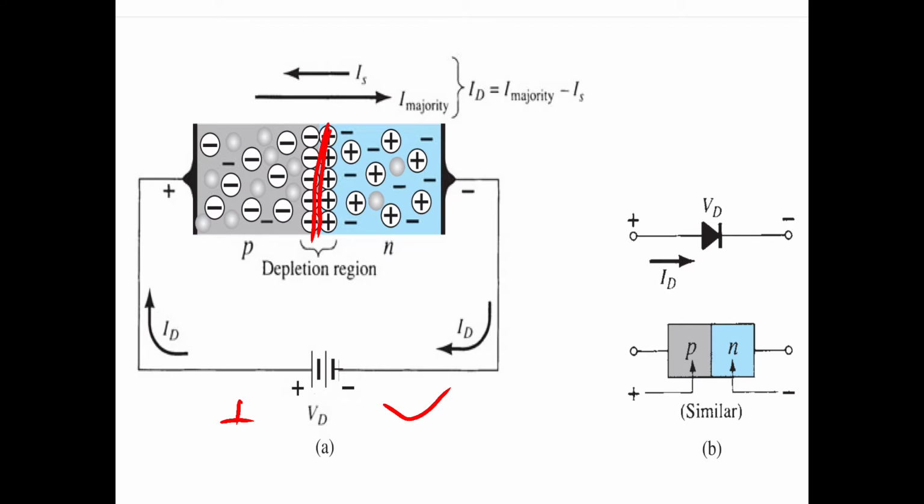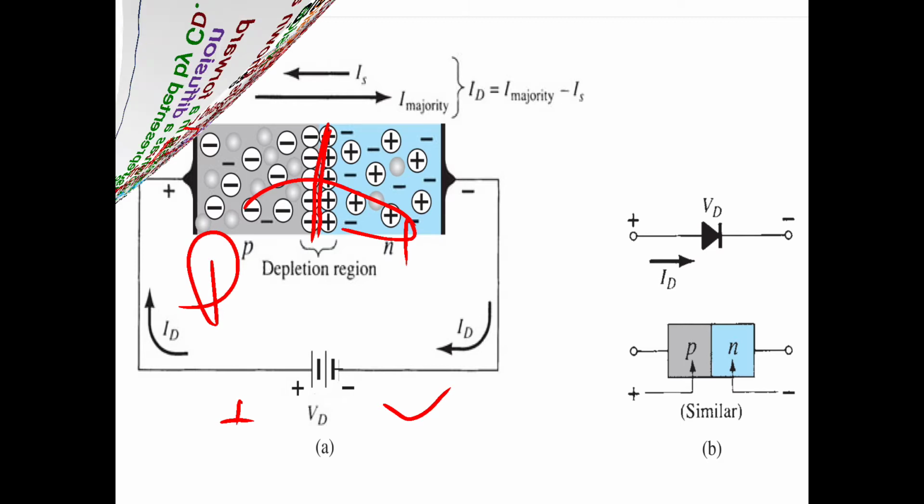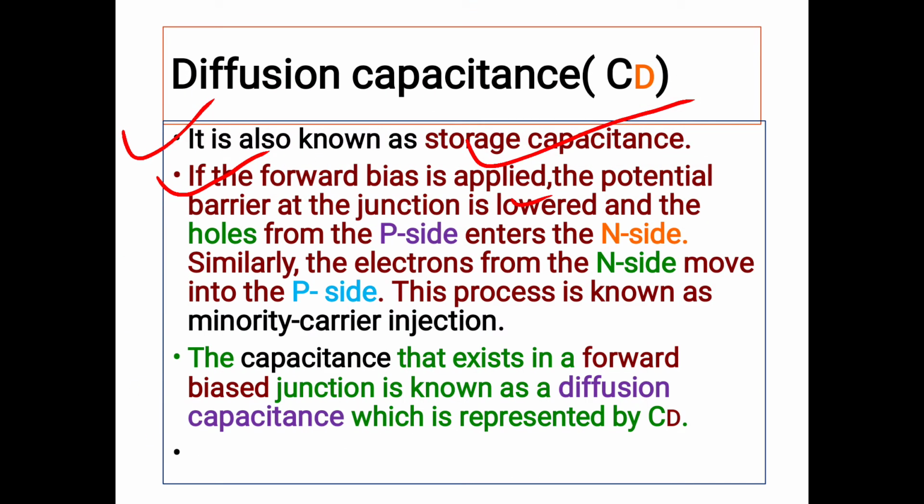So the holes from the P side will jump to the N side, and a similar case applies for the N side. The electrons from the N side will move into the P side, and this process is known as minority carrier injection. We will study minority carrier injection in depth in this lecture.